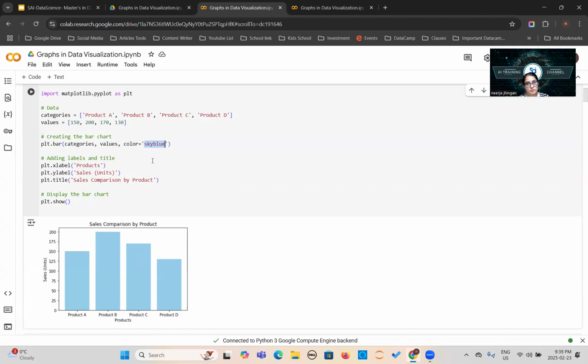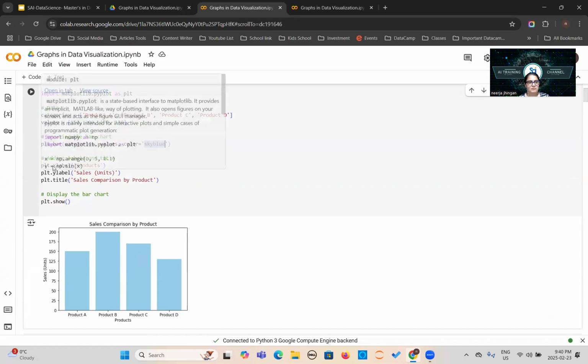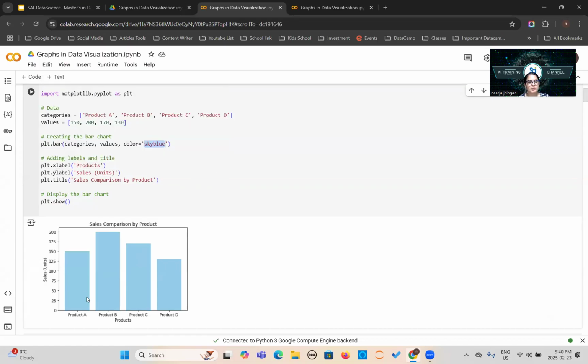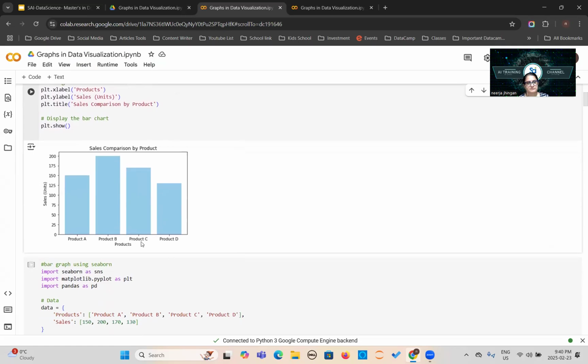I will share the resources as well, from where you can look and make changes in your graph. So this is your plot xlabel. xlabel you are going to use to label your X axis. ylabel you are going to use to label your Y axis. Title is for the title of the graph. So these are the very basic things in Matplotlib. And then finally, if you want to print it, you will use plt.show. So it will show you this graph.